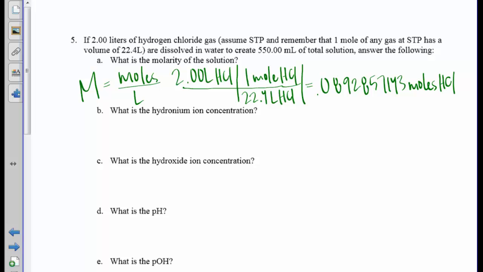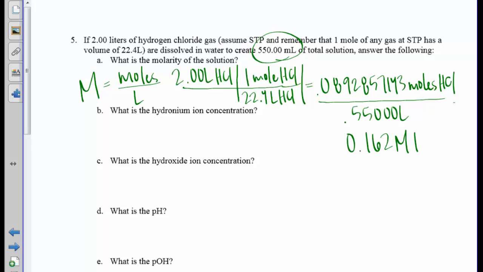Now that we have moles, we can take moles and divide it by the volume in liters to find molarity. So we take moles and then divide it by 0.55000 liters. That's just the volume in milliliters converted to liters. And I get the molarity of the solution with significant figures to be 0.162 molar. So we have a hydrochloric acid solution that is 0.162 molar.